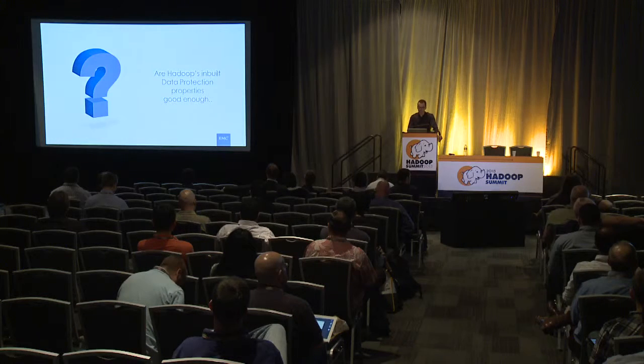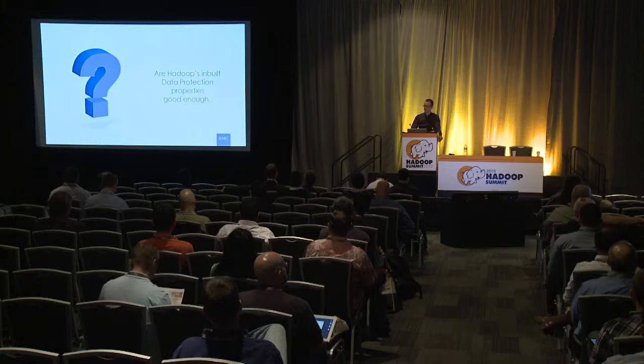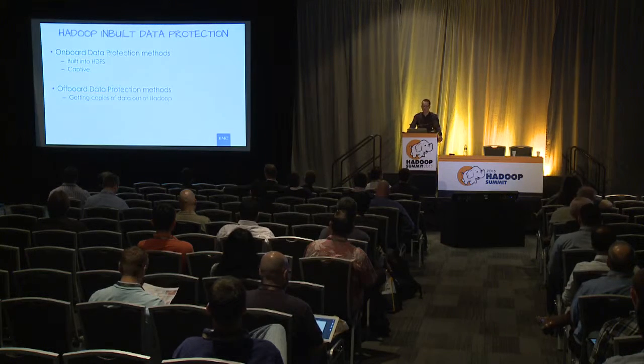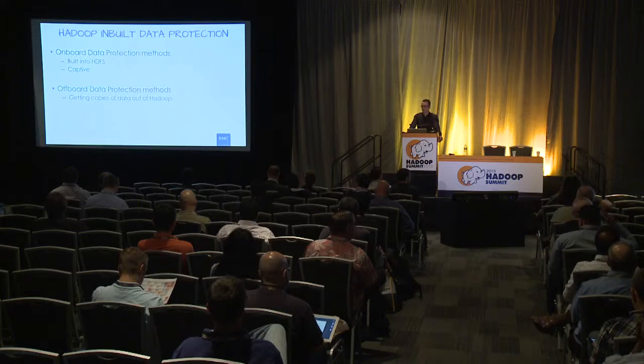So let's go back to answering this question before we move on. Hadoop has two types of data protection properties, and I've basically classified them into onboard protection and offboard protection. Onboard protection is concerned with protecting data without that data leaving the actual cluster, and offboard protection is about getting copies of data out of the cluster.